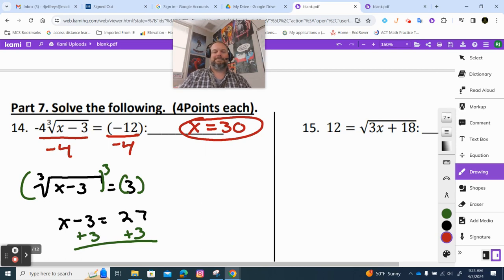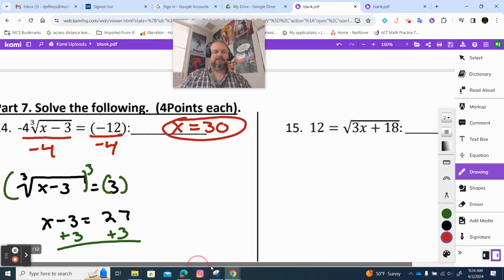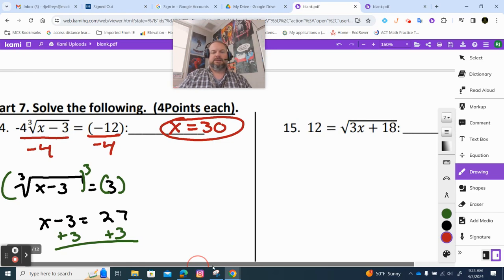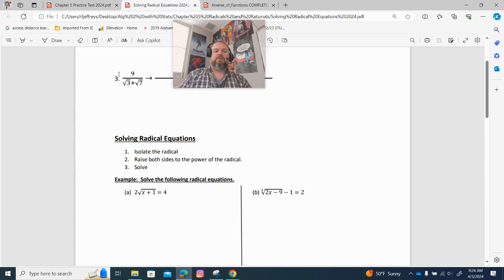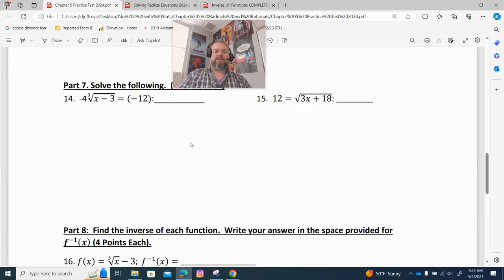All right. That was 14. Yeah, it might make better sense to put the answer down here, like x equals, an answer box down here. Like on the practice test, put a line through here and put an answer box at the bottom. Okay, thank you.